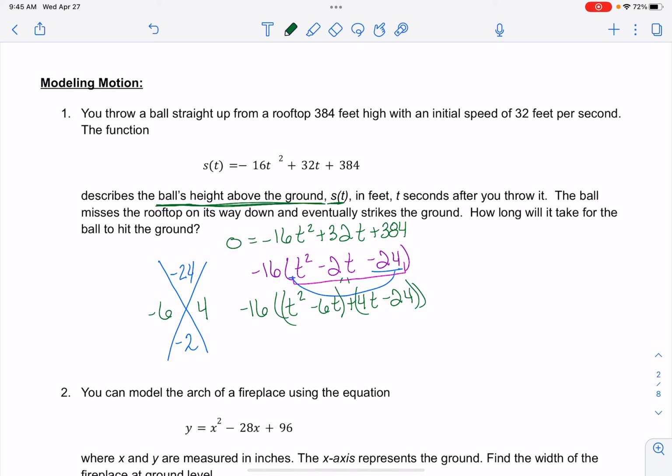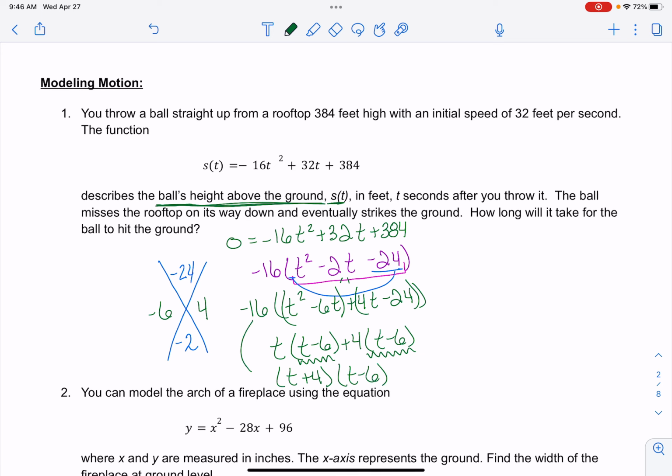So we group those first two and last two terms, and we have to pull out our GCF from each group. So t squared minus 6t, our GCF is t, so we're left with t minus 6 on the inside. And 4t minus 24, our GCF is 4, and we're left with t minus 6 on the inside. Again, our parentheses match, which is exactly what we needed to happen. So we end up with t plus 4 times t minus 6.